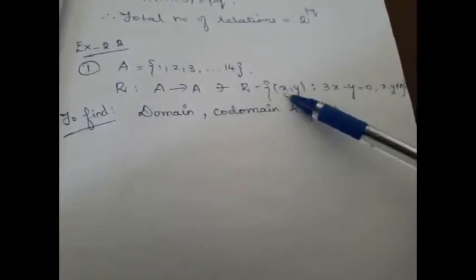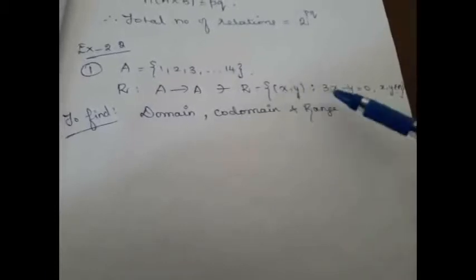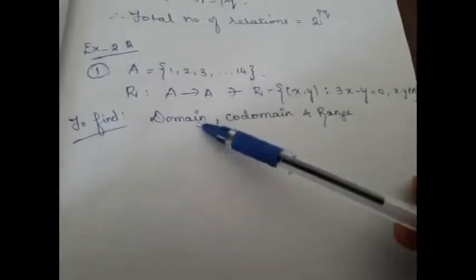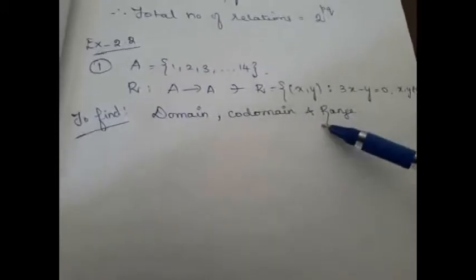You have to take one element from set A in such a way that if you multiply it with 3, you should get the second element. So which are all the elements that satisfy this condition? You have to take it as an ordered pair. That is what the relation defined here. With this relation, you have to write what is the domain, what is the codomain, and what is the range.